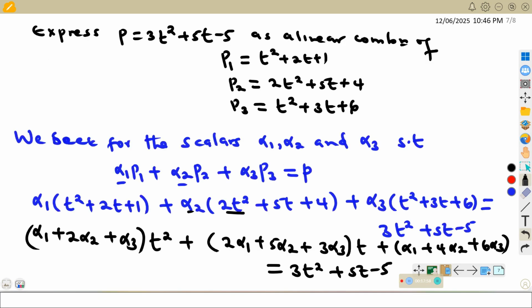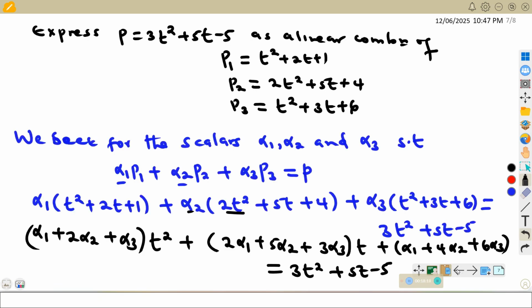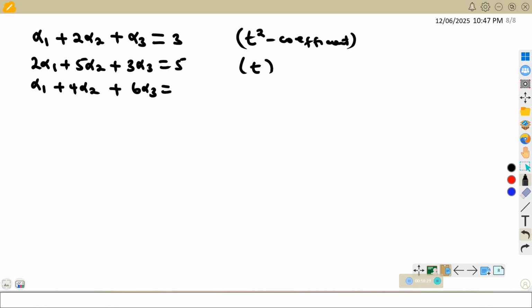And then we shall have the constants: alpha 1, 4, then 6. So we shall have alpha 1 plus 4 alpha 2 plus 6 alpha 3 to be equal to, so this side the constant is negative 5. So next is negative 5. So these are the constants.